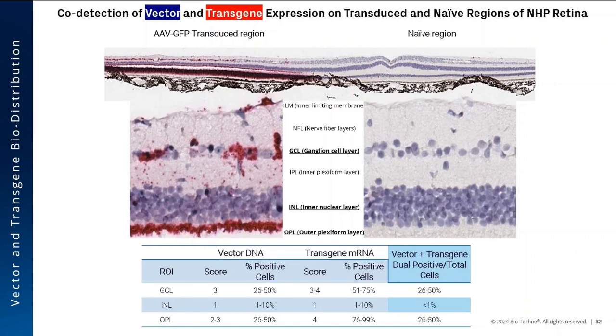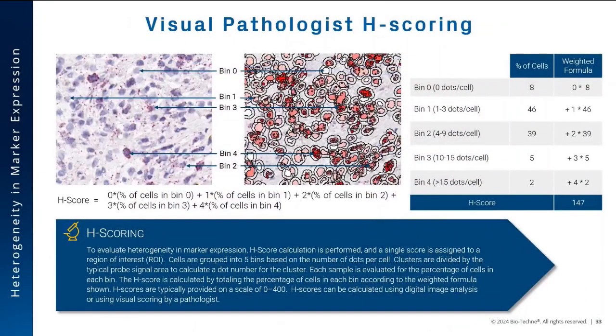Now, this is visual pathologist H-score, which is useful for studies where the marker expression pattern is heterogeneous. This method is more quantitative and involves grouping of cells into 5 bins based on the number of dots per cell. Each sample is evaluated for the percentage of cells in each bin, and using a weighted formula an H-score is calculated, which again ranges from 0 to 400. H-scoring is particularly useful in clinical studies.